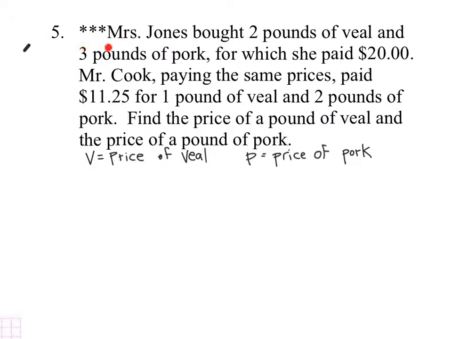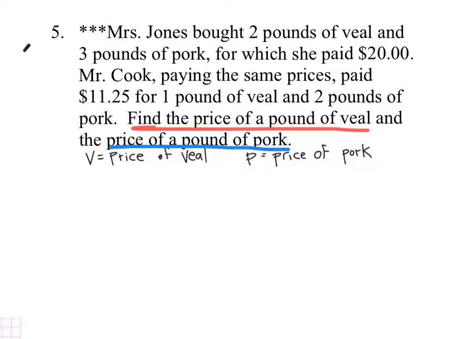Question number 5 says, Mrs. Jones bought 2 pounds of veal and 3 pounds of pork, for which she paid $20. Mr. Cook, paying the same prices, paid $11.25 for 1 pound of veal and 2 pounds of pork. Find the price of a pound of veal. Well, that's what we need to do. This is our objective. So we need to figure out the price of a pound of veal and the price of a pound of pork. So how much does the veal cost per pound? How much does the pork cost per pound?